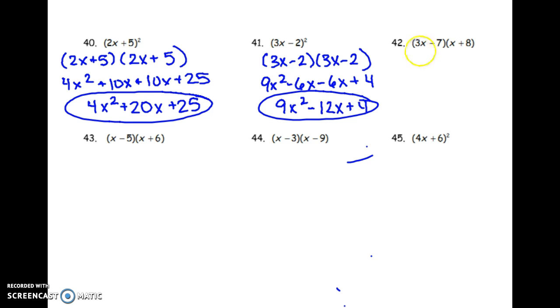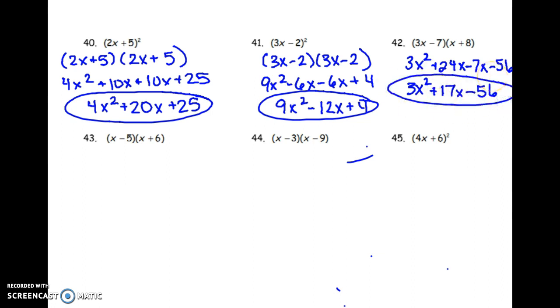And then 42, we'd get 3x squared. Outer would be 24x. Inner would be negative 7x, minus 56. So we've got 3x squared plus 17x minus 56.